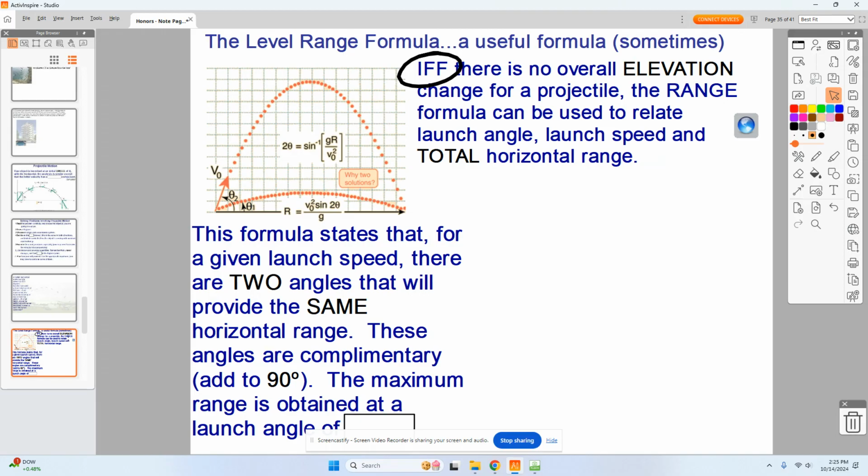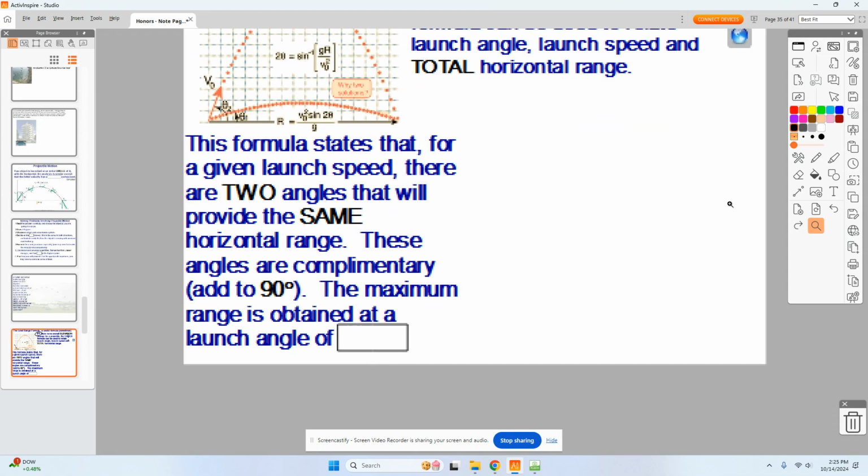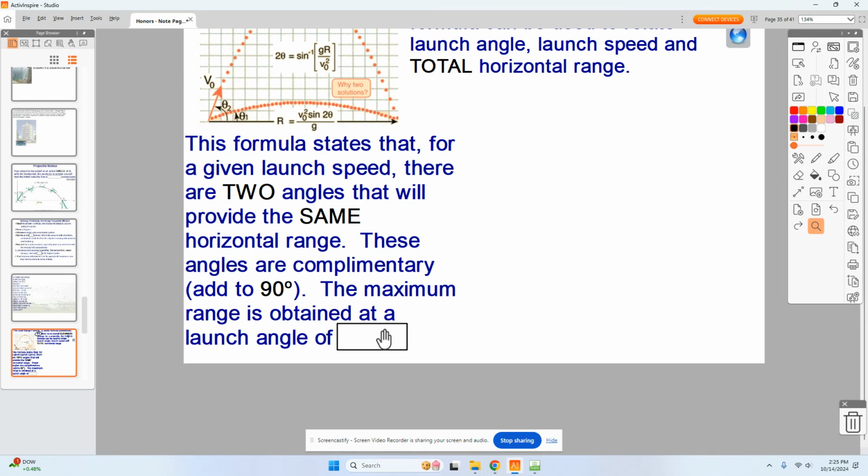Those angles are complementary. That means they would add to 90 degrees. The maximum range is obtained when the angle is at 45. So if it's anything less than 45 or anything greater than 45, you would just take the complement and get you to the same value.